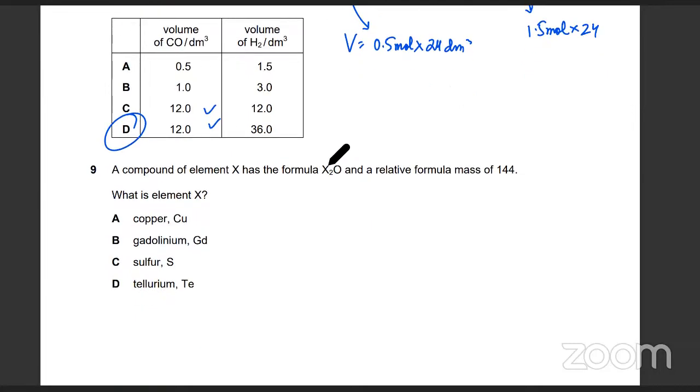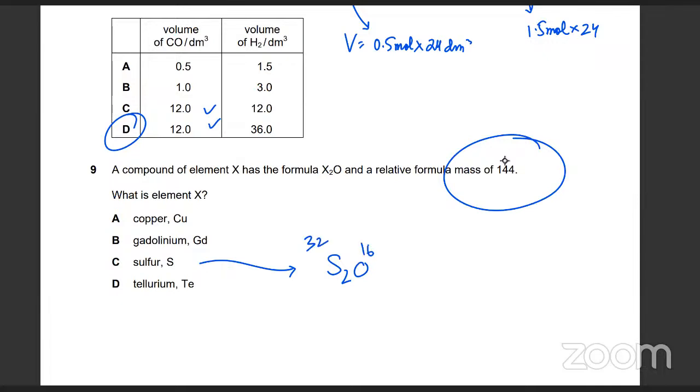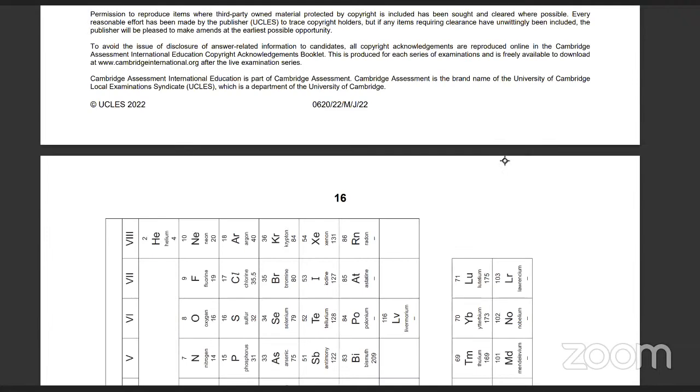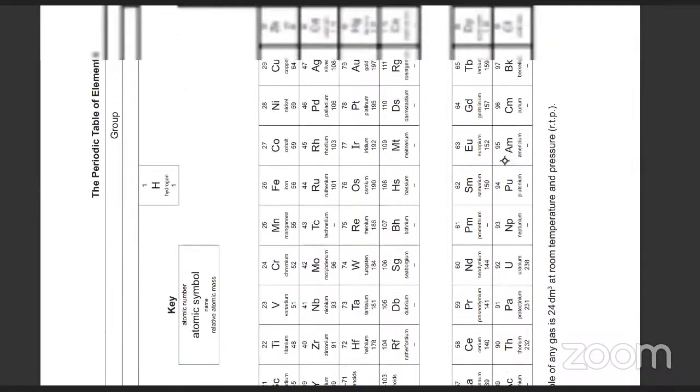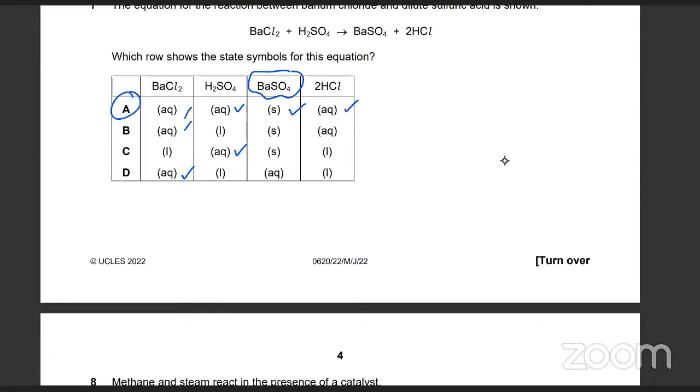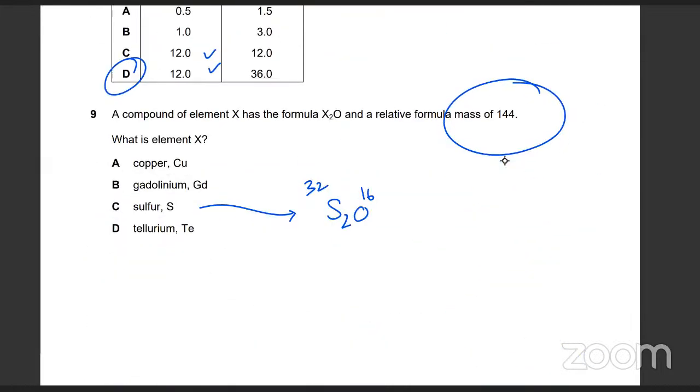Check that part. A group 1 element X has the formula X2O and a relative formula mass of 144. So what is X? What makes 144? You just have to open the periodic table. Check sulfur. No, sulfur isn't making it. Check copper. Where's the periodic table? It will be at the end. How much is copper given as? Copper is given as 64. So I guess it could be copper.